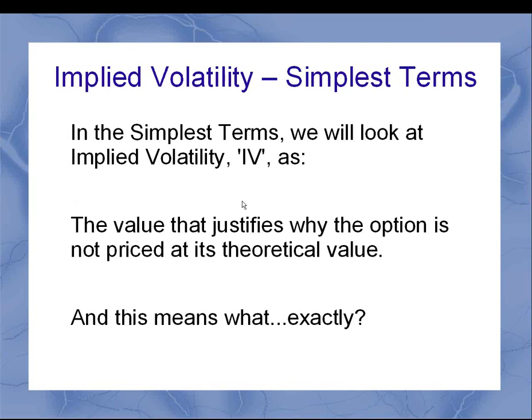In simplest terms, what we're going to look at implied volatility as today is the value that justifies why the option is not priced at its theoretical value. And this means what exactly?